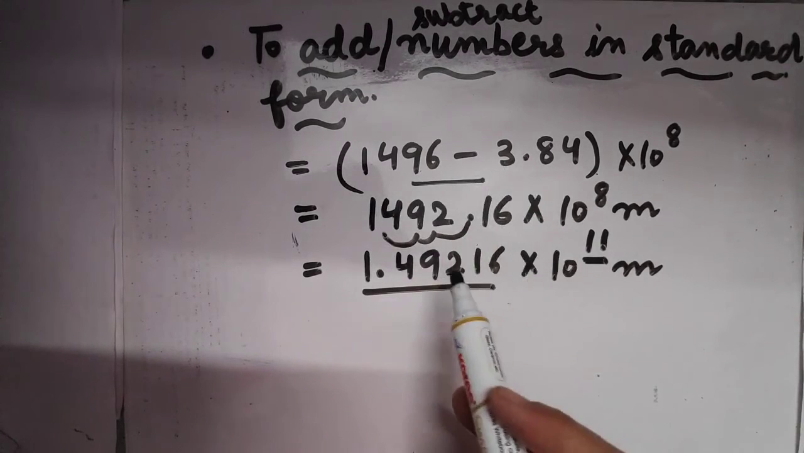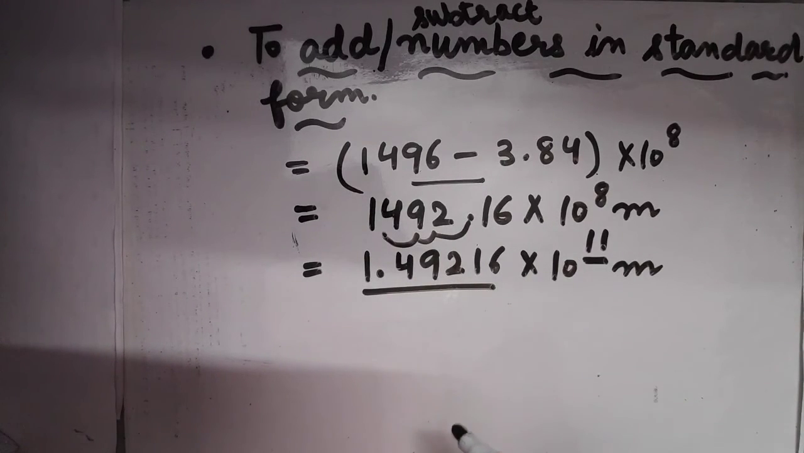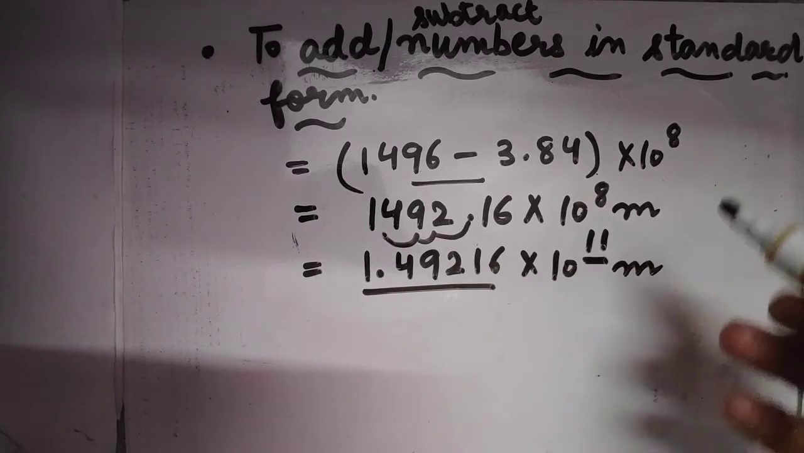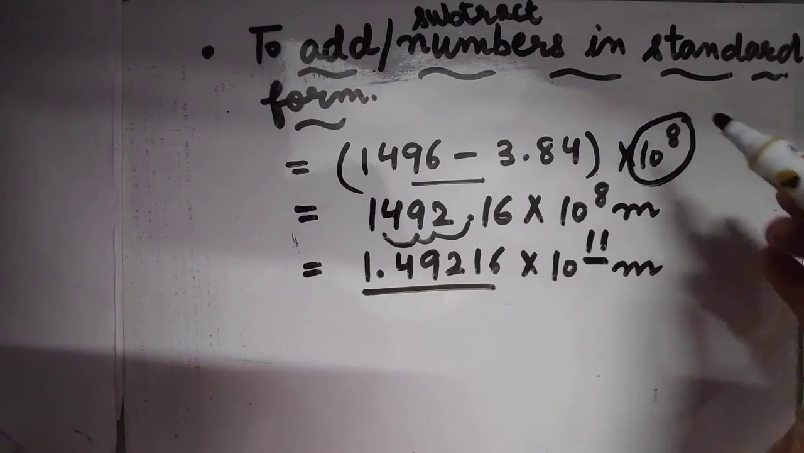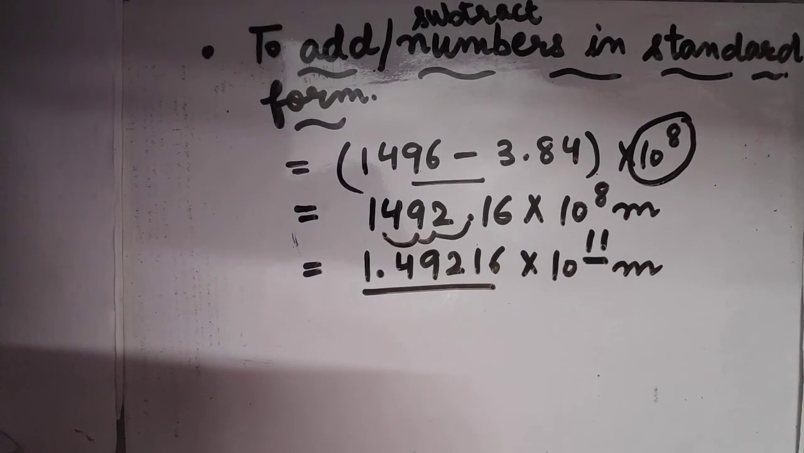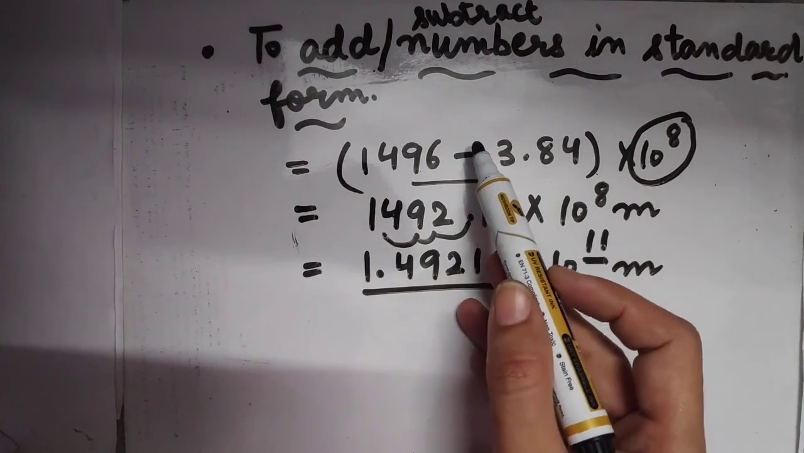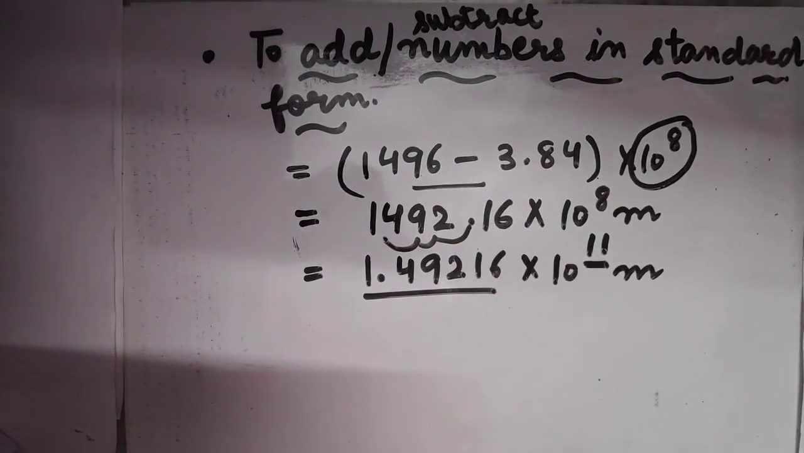Now I hope you have understood how to subtract the numbers given in standard form. First of all, what are you supposed to do? You are supposed to make their exponents the same, like I have done in this example. In the same way, if you are supposed to add, in place of this negative sign it will be a plus sign. The rest of the procedure will remain the same.